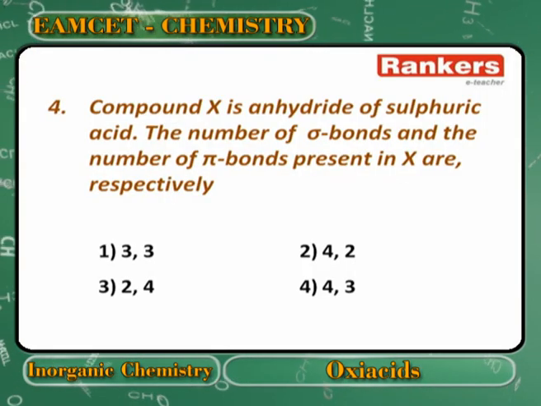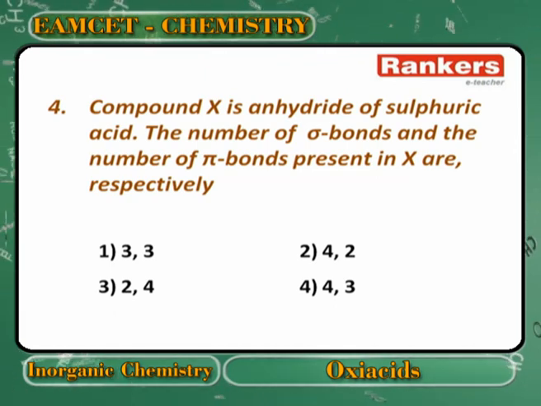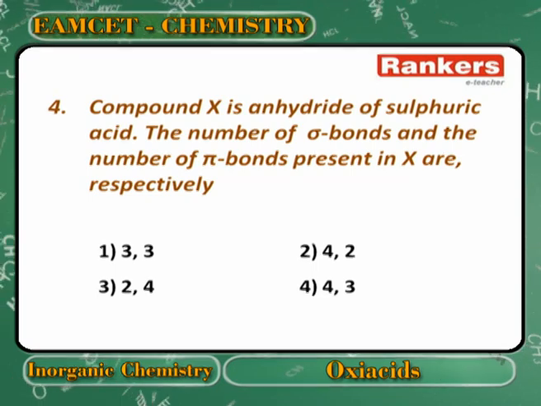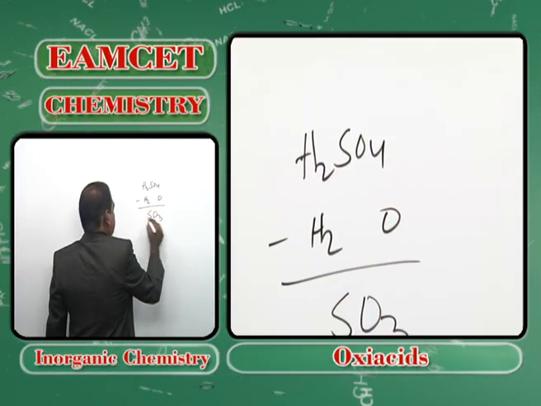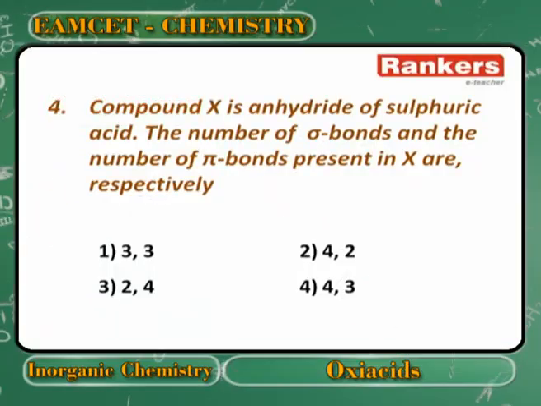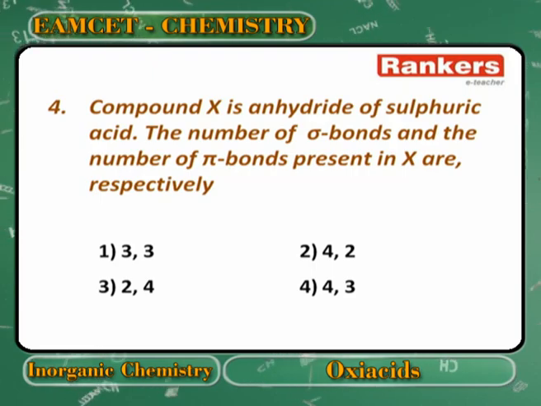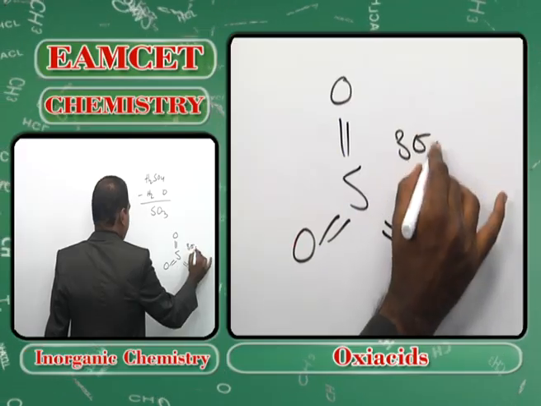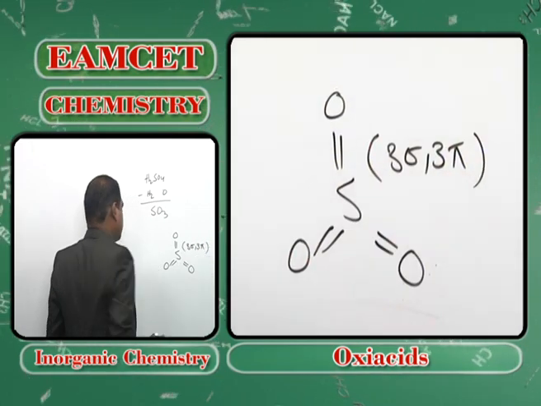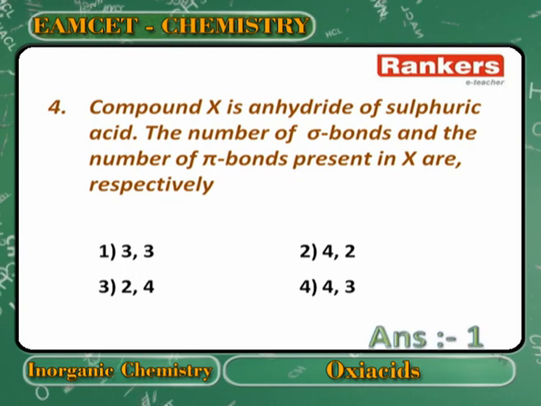Next question. Compound X is an anhydride of sulfuric acid. So what is the anhydride of sulfuric acid? A moment ago we saw minus H2O, SO3. So what's the question? The number of sigma bonds and pi bonds. Very funny. 1 sulfur, 3 oxygens, 2 bonds each. So 3 sigma, 3 pi. We discussed that in the last class itself. So the answer happens to be 1.